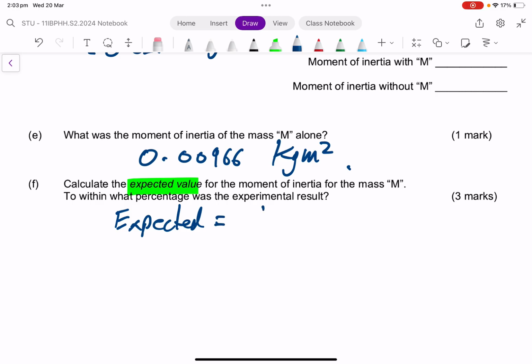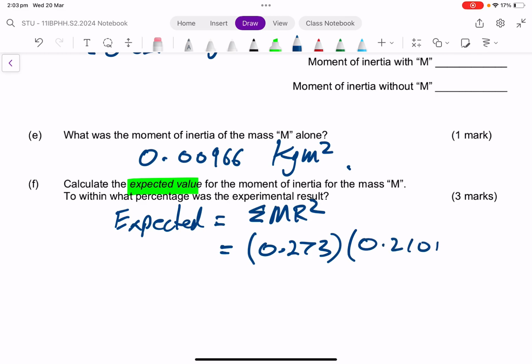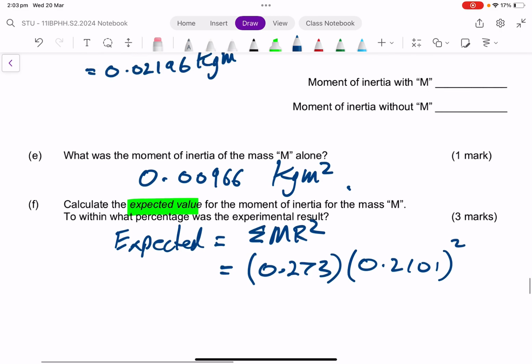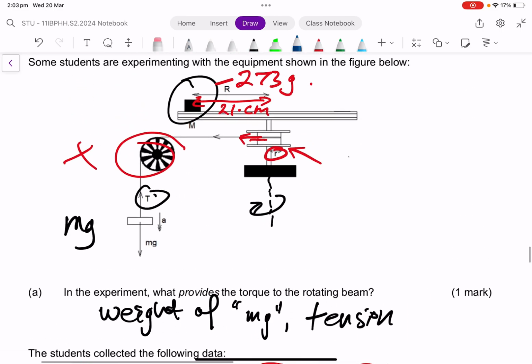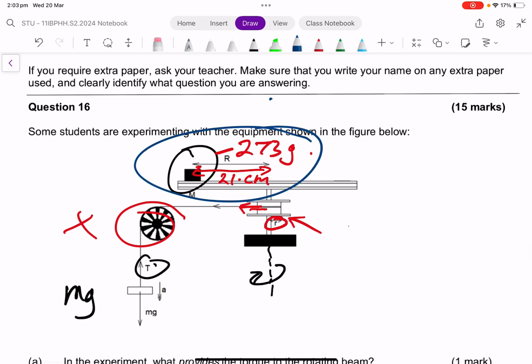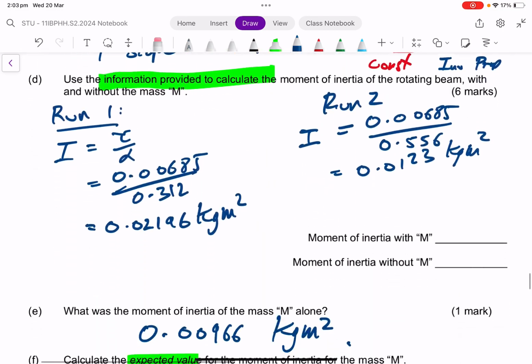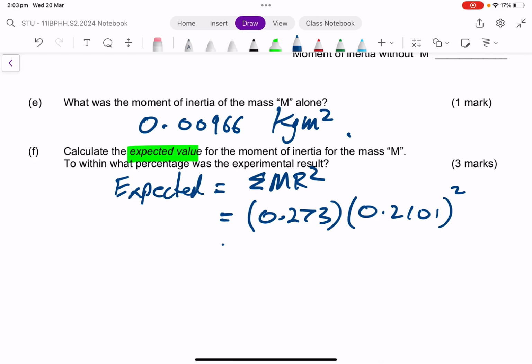That would be equal to, the data sheet says mr squared, and in this case, the mass was given as 0.273, it was 273 grams, and I'm converting it to kilograms, and that is the radius with which it was spinning. We're talking about the big mass. A lot of you put the wrong radii in at different places, so that's the radius of, let's go back to here, that's the distance it was from the axis of rotation, yeah? 0.21 of a metre.